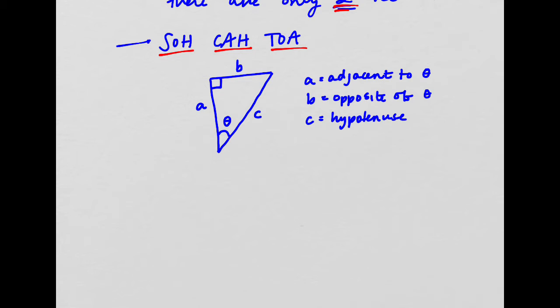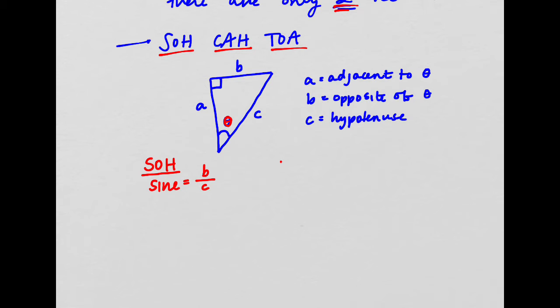If we want to use the sine function, the SOH part, we're going to do sine is equal to the O, opposite, over the H, hypotenuse. So if I want to know the sine of angle theta here, I would do opposite, which B is the opposite of theta, so B divided by the hypotenuse of this triangle, which would be C.